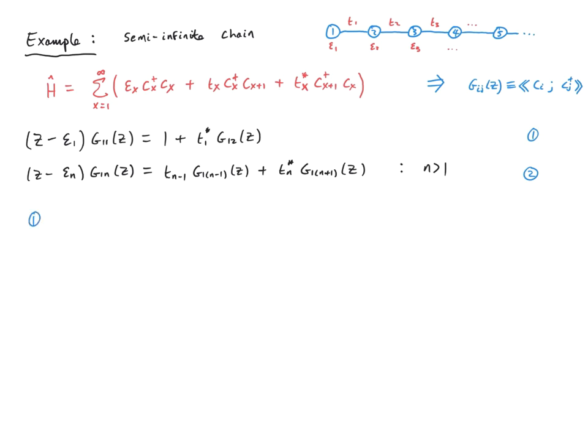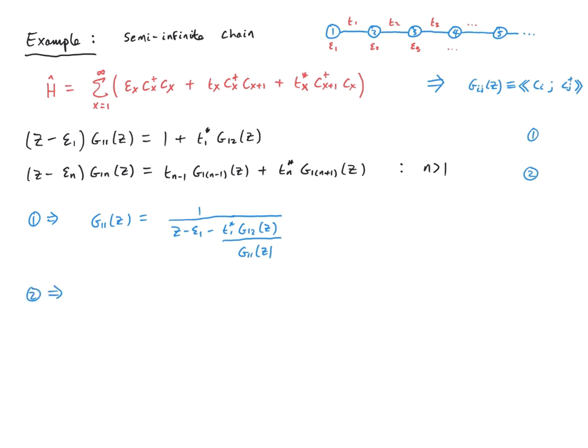From equation 1, I can rearrange this slightly to give me an expression for G11, which will take the following form. 1 over z minus epsilon 1 minus T1 star G12 of z over G11 of z. So this might seem like a little strange way of writing it. All I'm doing is multiplying top and bottom on this term by G11 of z, bringing it over to this side of the equation, collecting all the factors of G11, and then dividing through.